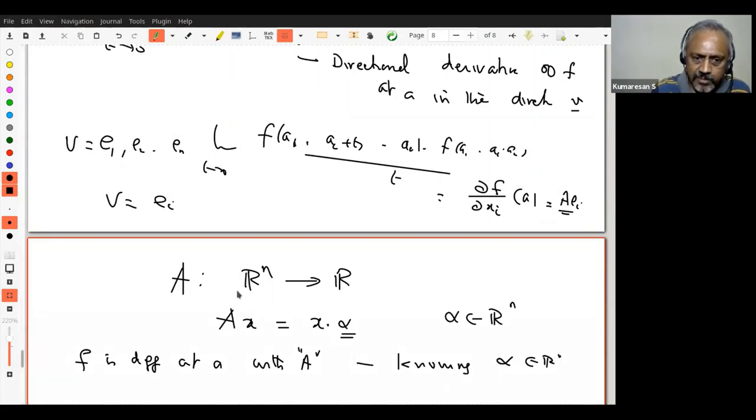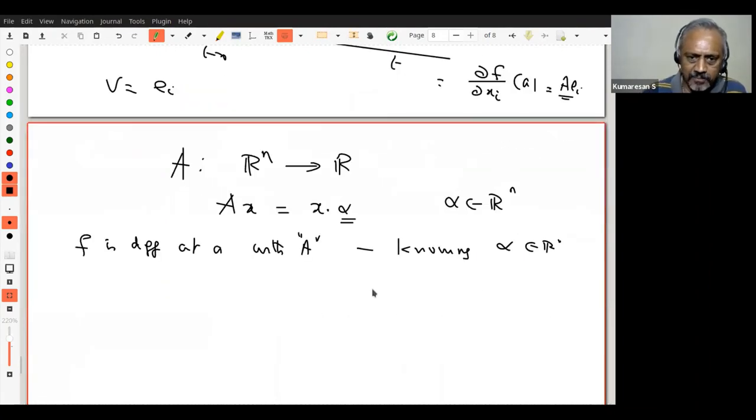Notice that A is a map from Rn to R, but alpha is a vector in Rn. So how are they related? Ax equals x dot alpha for every x in Rn. Do you understand this? Okay. Now let me just give a notation which I have not given.